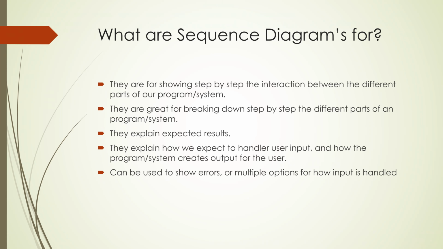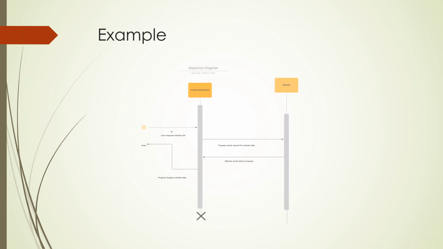They're really great at showing expected results. You can use them to show how to handle errors or multiple options or different kinds of inputs, kind of like you can with state diagrams as well. I would say the real difference is that the symbols you're going to use are different, and you're going to mark up a little bit more of what's going on in the system, more from the program side than what the user would see. So let me just show you an example and go over it.